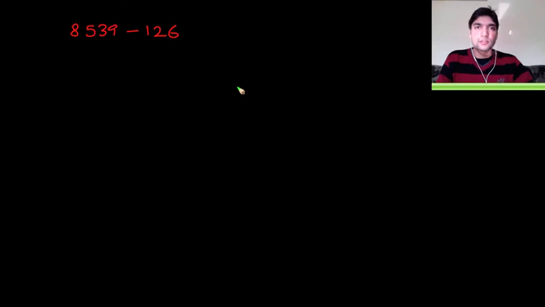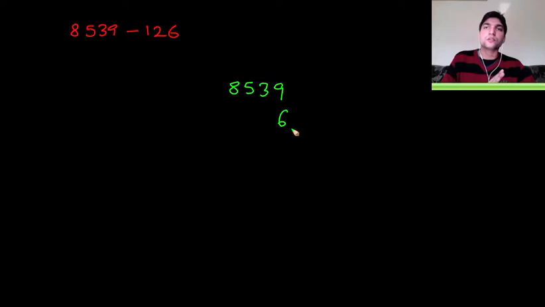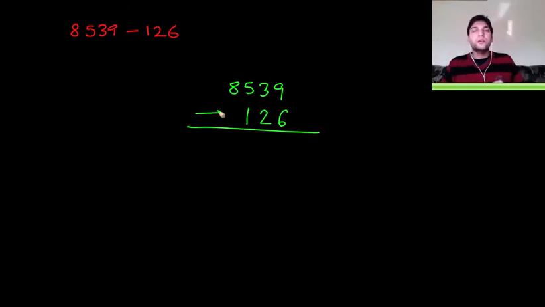Write this number at the top, so 8539 will be here, and 126 will be at the bottom, making sure that the units place value is aligned. For this number, units place value is 9, and for the next number 126, the units place value will be 6. So write in the reverse order if it is hard for you to visualize. So write 6 here, then 2, then 1. Then go for your subtraction process.